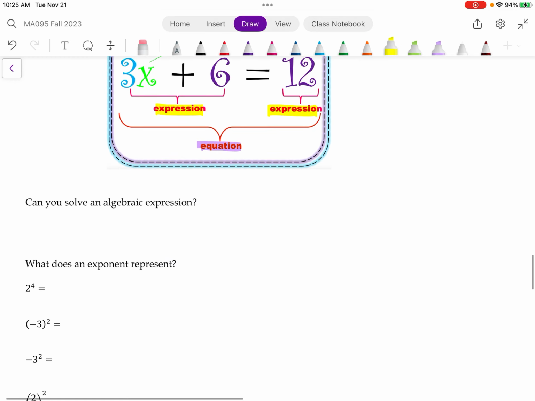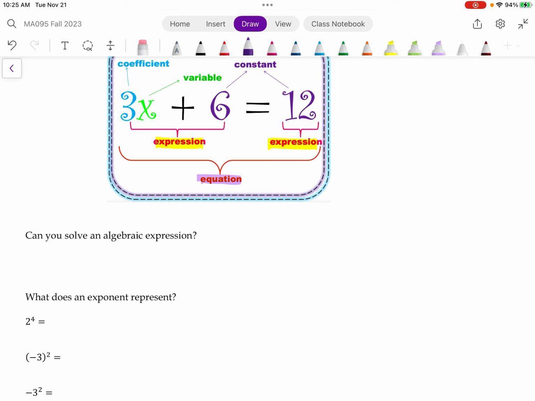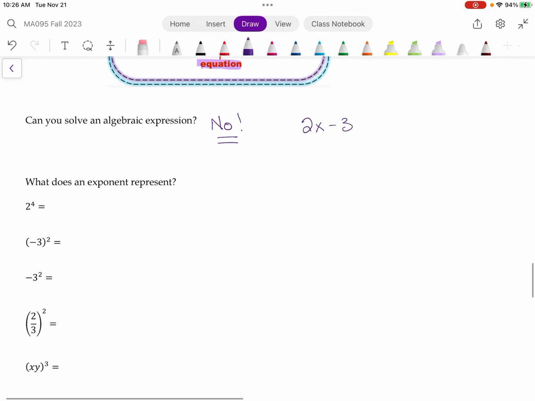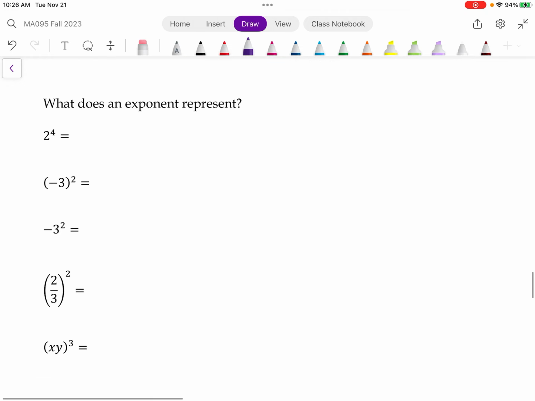So can you solve an algebraic expression? No, you cannot. It's just an expression. If I said 2x minus 3, can you solve that? Absolutely not. There's no equal sign, so there's nothing to solve. You can evaluate it. If I told you what x was, you could plug it in, but you can't solve it. So what does an exponent represent? 2 to the 4 means 2 times 2 times 2 times 2. So an exponent represents repeated what? Multiplication.